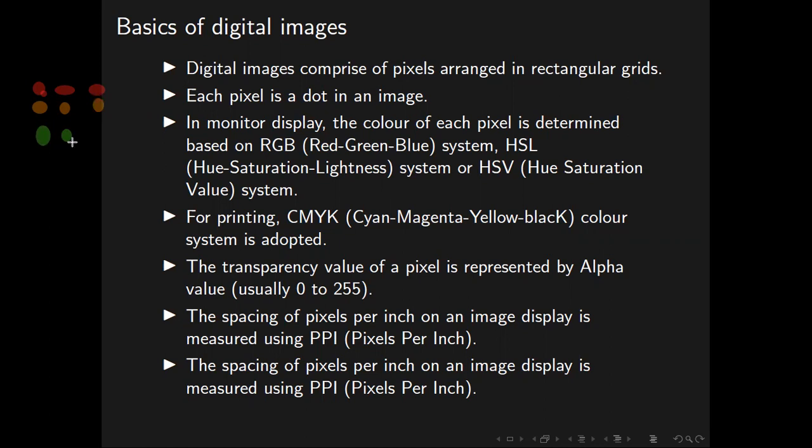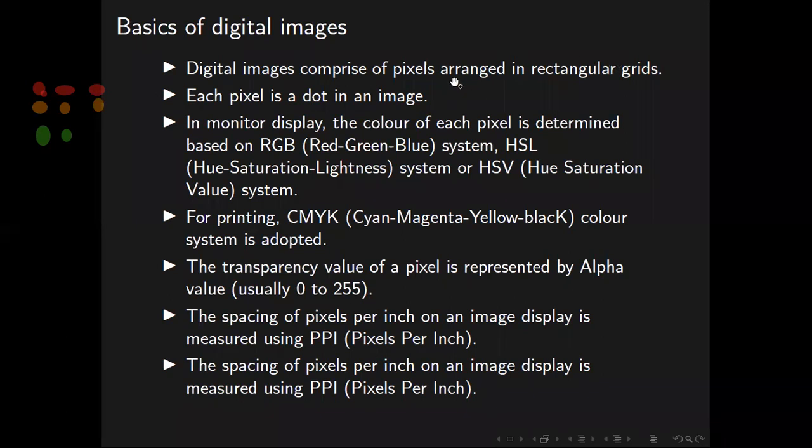Each pixel can take any color it wishes. R, G, B. Red, green, and blue. This is the normal color space. For printing, we use CMYK color space. Cyan, magenta, yellow, and black. CMYK color space. Okay.